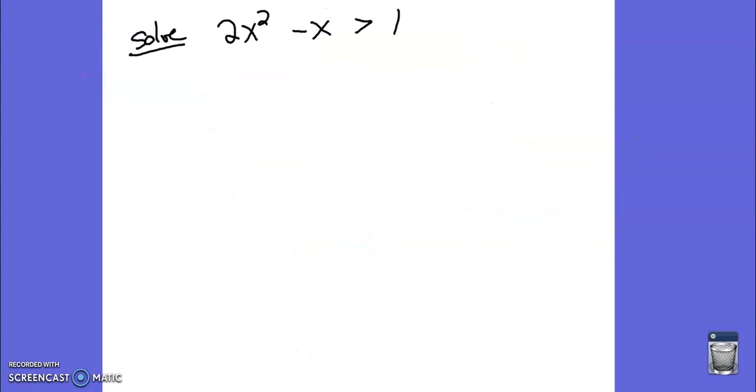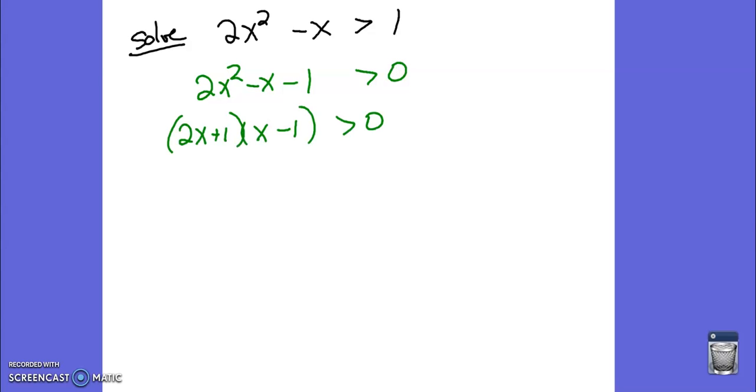Let's try another one. So the same scenario in this, what we're going to do is bring everything over to one side. So 2x squared minus x minus 1 is greater than 0. And then what we're going to do is solve this. And I solved it by factoring. And then we're going to, again, pretend it says equal. So when we set that equal to 0, we're going to get negative 1/2. We're going to set this equal to 0, and we're going to get positive 1.